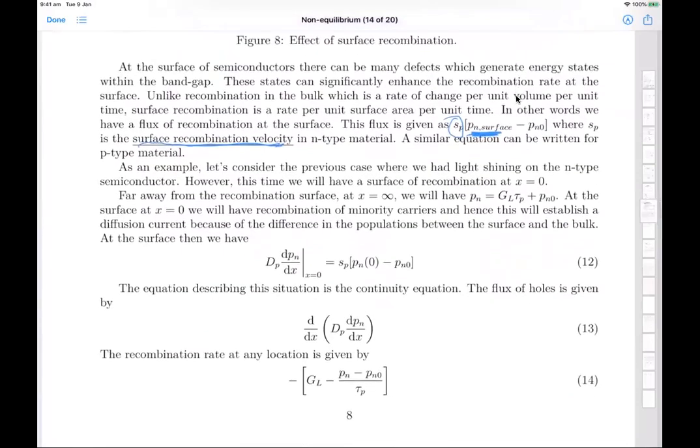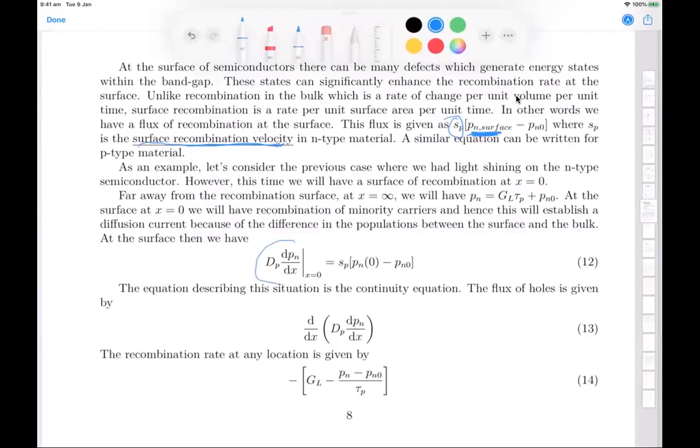So our solution will be at the surface. We expect the diffusion of holes to the surface, given by this equation. This part of the equation represents the diffusion of holes to the surface coming from the bulk. And this represents the recombination that is occurring at the surface.